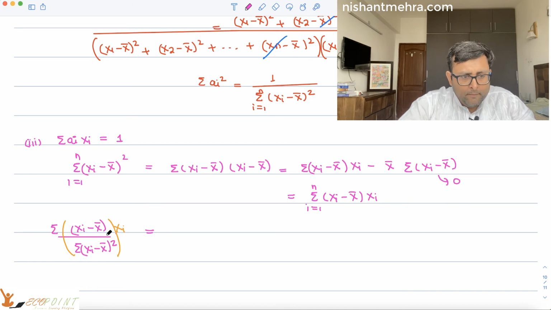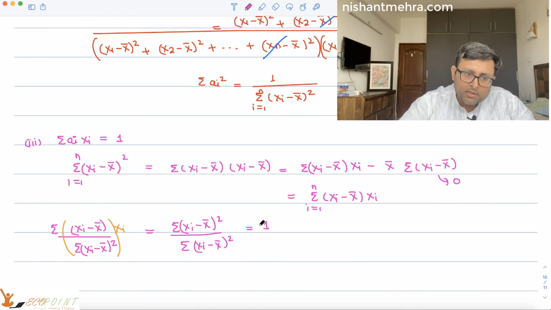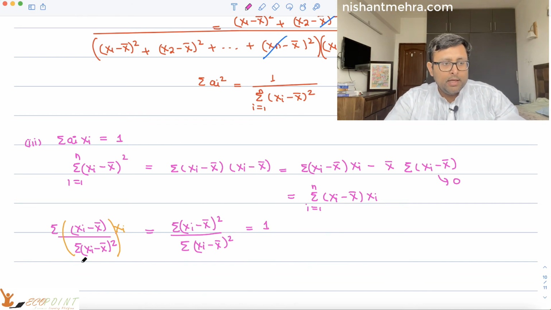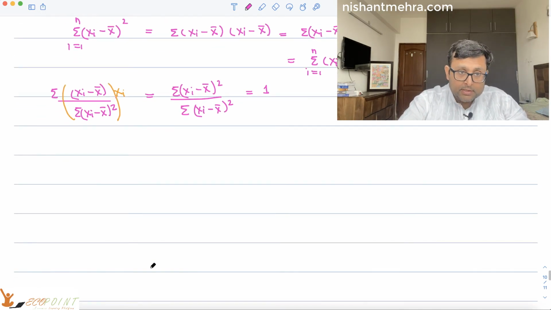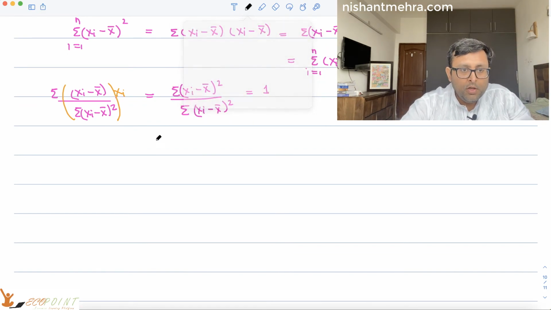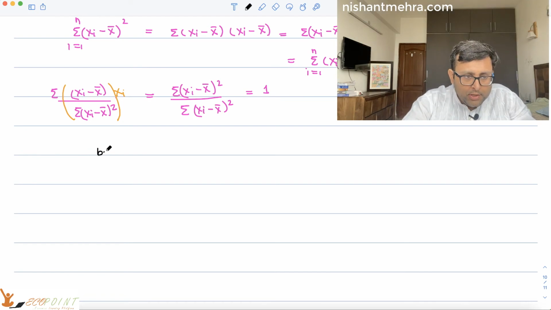What do you have? Beta, what is this? Summation of (xi minus x bar) into xi is what? Summation of (xi minus x bar) square upon summation of (xi minus x bar) square. Beta, that is equal to 1. So you have summation of ai xi is equal to 1. We'll be using these in the different proofs. So you need to know the terminology well. Now you go back to your initial thing.